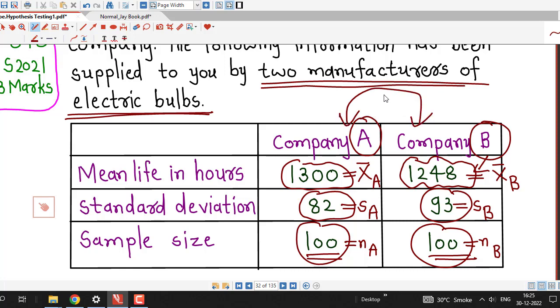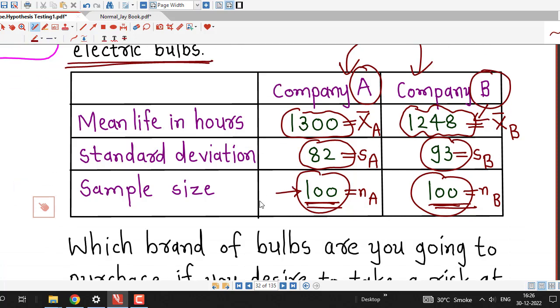We can consider the bulbs of company A as one population and the bulbs manufactured by company B as another population, and they are giving us samples of size 100, and the corresponding means or averages are given and standard deviations are given.